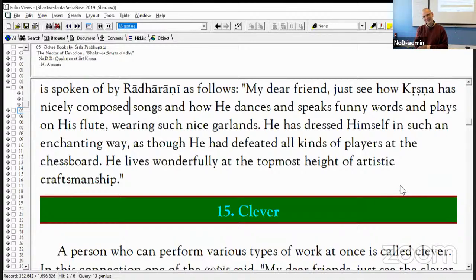Isn't it? They say, and this is true, but I heard that he shows the way he's going to go, so that all the gopis know which side his flower is on. That's not a secret. There we go. Okay, clever.